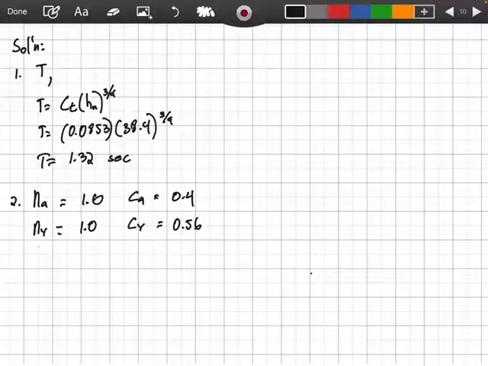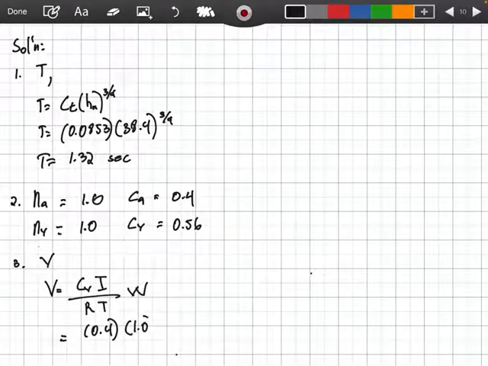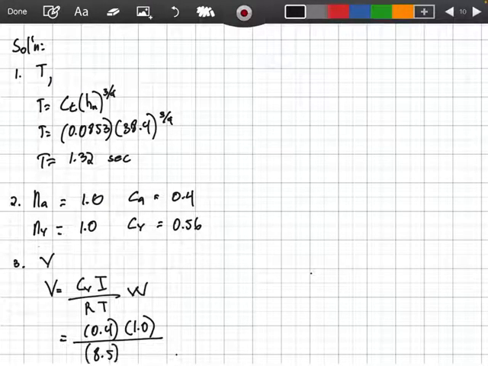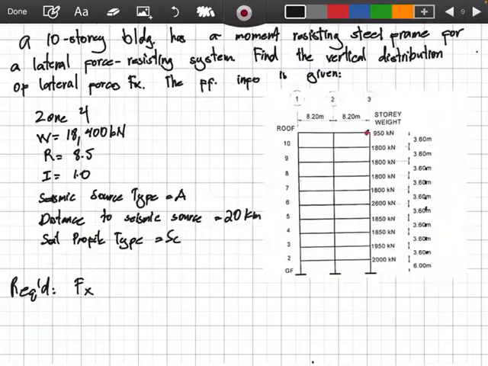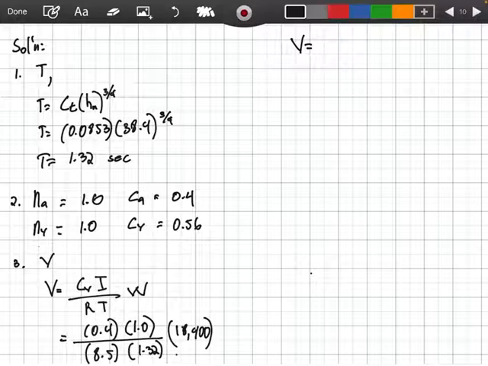Since nakuha na natin ang ating NA and NV, the next thing that we're going to do is determine the design base shear na. We have to get V, the design base shear. And V is given by the equation CV I over RT times W. What is our CV? That is 0.4. Importance factor is 1.0. R is 8.5. And the structure period T is 1.32, and the total weight, balikan natin yun, is given as 18,400. So, ano ang ating V? Substitute the value in our calculator.